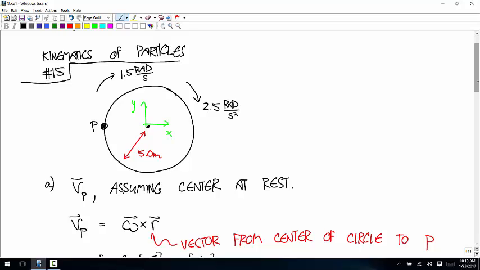Any problem where there's rotational stuff happening in the plane, any rotational stuff deals with axis of rotation. And so if there's rotation happening in the plane, the axis of rotation has to be parallel to the z-axis.